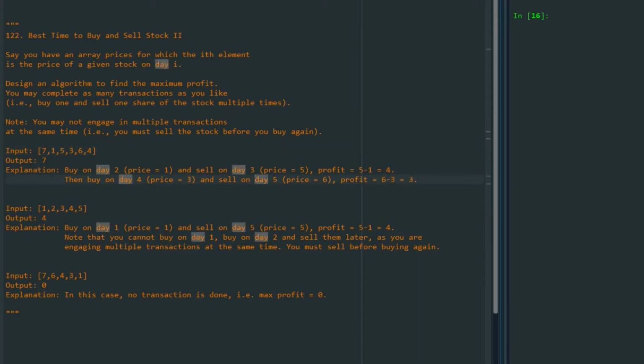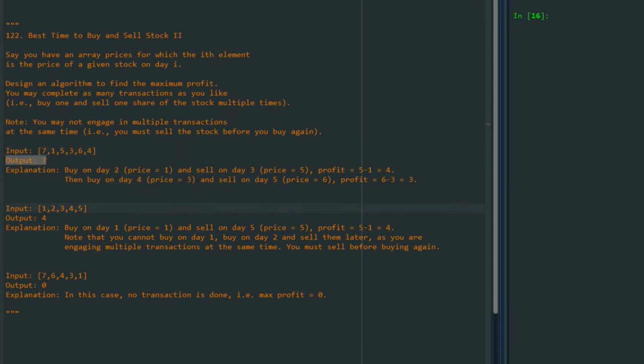So we can have multiple transactions, we can buy and sell multiple times, but we cannot buy a lot of stocks at first and sell at the end. So we have to have a kind of buy-sell. For example, here I can buy at 1 and sell at 5 and get the profit 4 and save that. And also I can buy at 3 and sell at 6 and accumulate the profit here. So in total I have 7 profit.